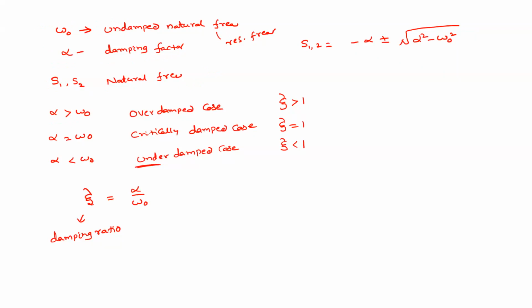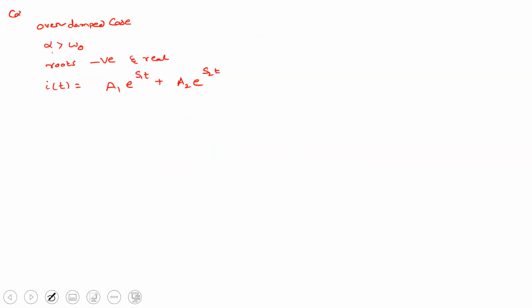The first case is over damped, where alpha is greater than omega naught. So this is the solution for this first case, right? So how to find A1, A2? By solving the differential equation, you can find the values of A1 and A2. So what is the next case? Alpha equal to omega naught, which is critically damped.